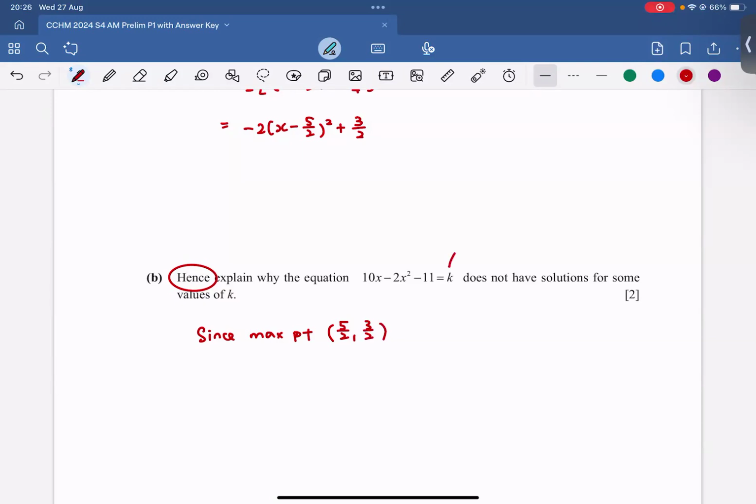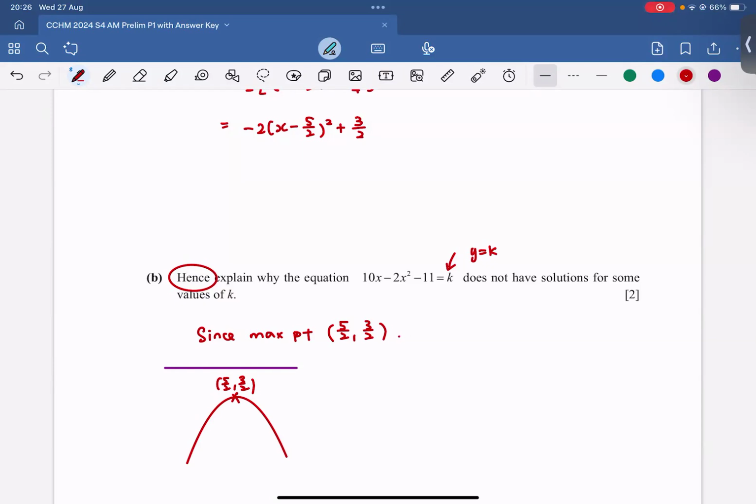So this is actually the line y equals to k. So this is a sketch of the graph. Your maximum point is here, 5/2, comma 3/2. So if you were to draw any horizontal line that is above the maximum point, you will not get any intersection. So you need to write this down.